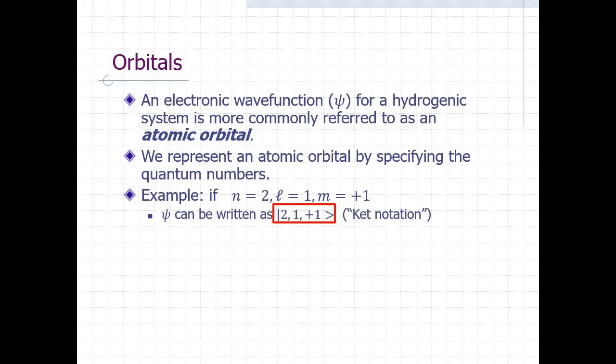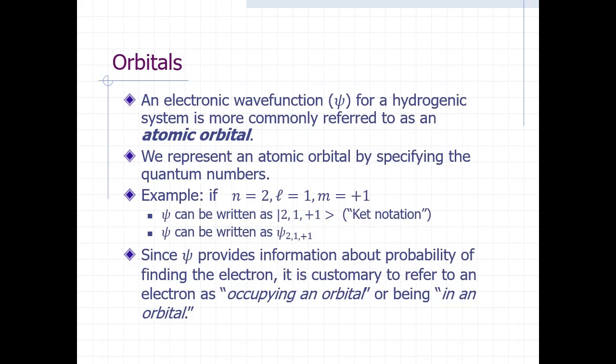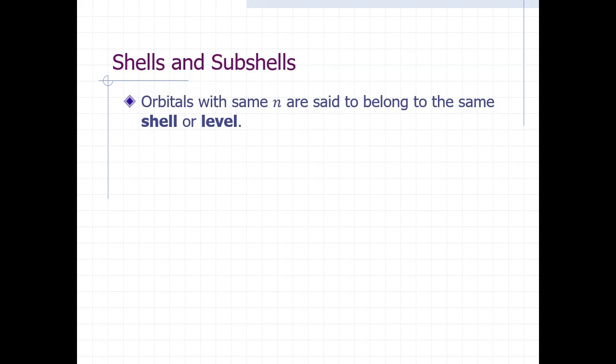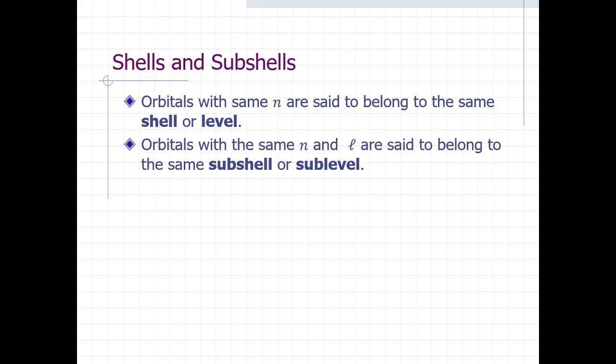Alternatively, we can just list the quantum numbers as subscripts for the Greek letter psi, like this. Since, among other things, psi provides information about the probability of finding the electron in any specified region around the nucleus, it is customary to refer to an electron as occupying an orbital or being in an orbital. Strictly speaking, it's really just a mathematical function. Orbitals with the same principal quantum number are said to belong to the same shell or level. Orbitals in the same shell with the same L quantum number are said to belong to the same subshell or sublevel. So, we can specify a subshell by stating the values of the quantum numbers n and L.